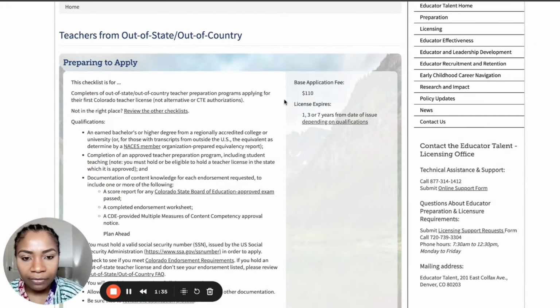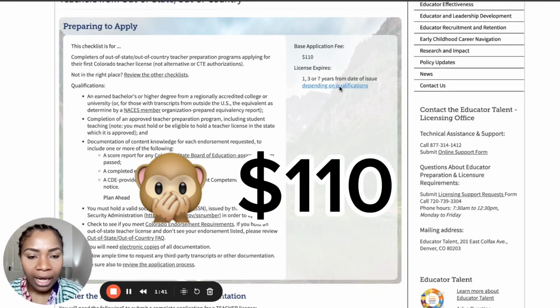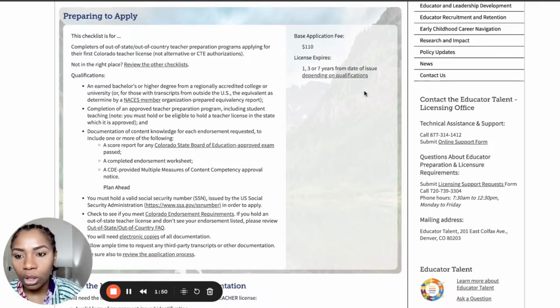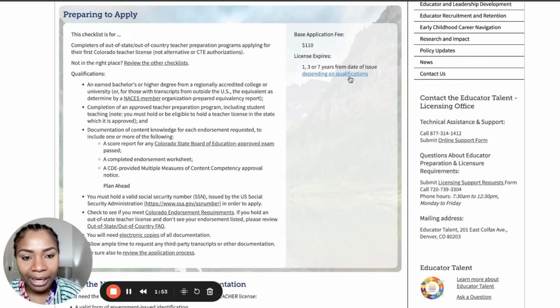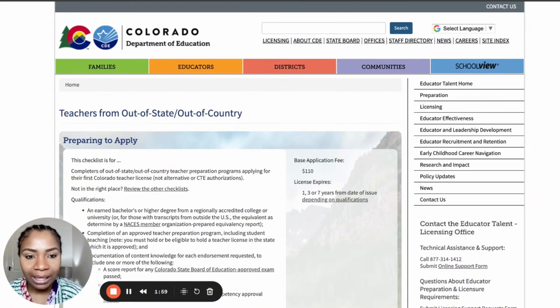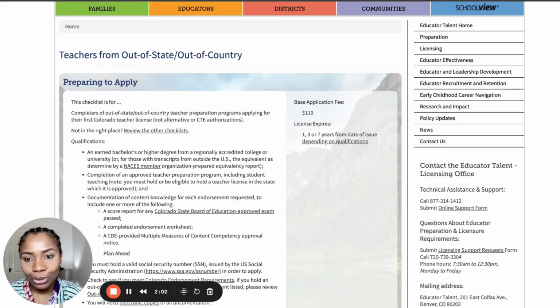Here are the requirements. First of all, note that you have an application fee of $110 to pay. And from here, I see that the license expires either 1 year, 3 years, or 7 years from date of issue, depending on qualifications. So I want to highlight this: depending on qualifications. Although here it's obvious that you can get the license, bear in mind that they're going to screen your documents, and whatever it is they issue, the number of years will be peculiar to you based on your credentials. So while someone else might get 3 years or 7 years, you may get 1 year. So just bear that in mind.